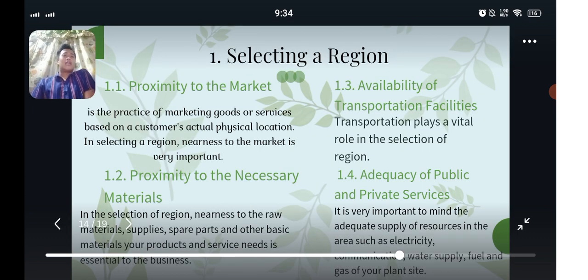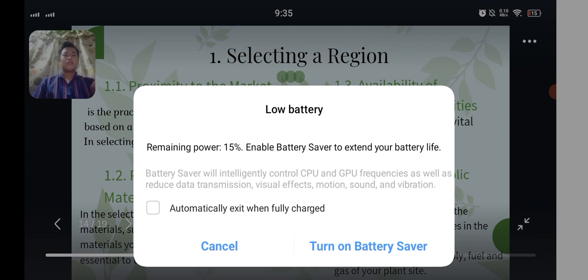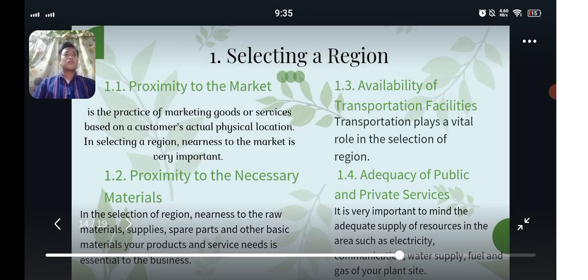So selecting a region, first is proximity to the market. Of course, when we select a region, the best thing to do is to select nearness to the marketplace so that marketing is easy and not hard to deliver because it is close to the marketplace.